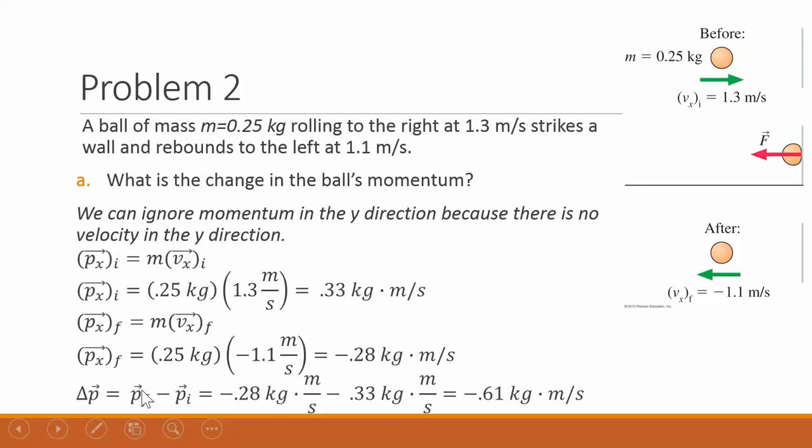So our change in momentum is our final minus our initial. Our final is negative 0.28. Our initial is 0.33, but we're subtracting that. So we get a change in momentum of negative 0.61 kilogram meters per second.